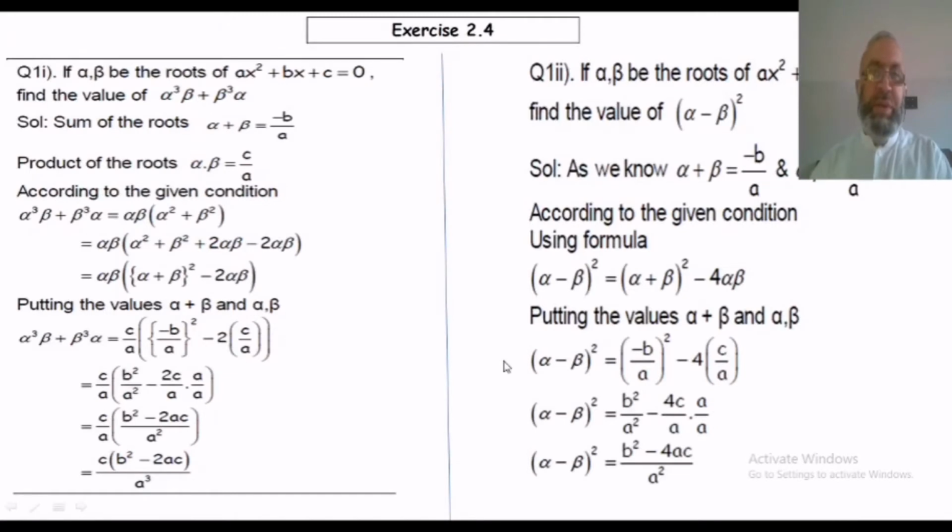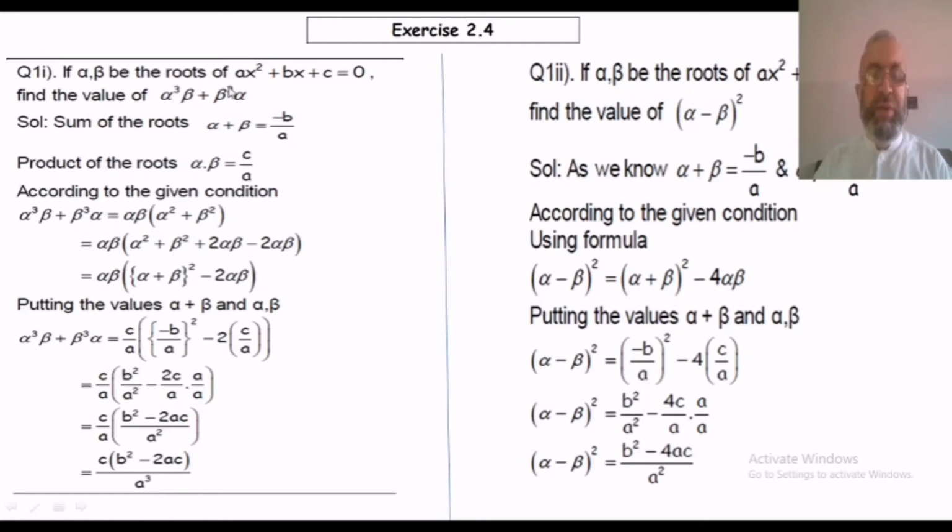Now come to exercise 2.4. Question 1, the same symmetric function. If alpha beta be the roots of the given quadratic equation, find the value of alpha cube beta plus beta cube alpha. So already the known results are the sum of the roots of the standard form of the quadratic equation, that is minus b by a, and their product is equal to c by a.